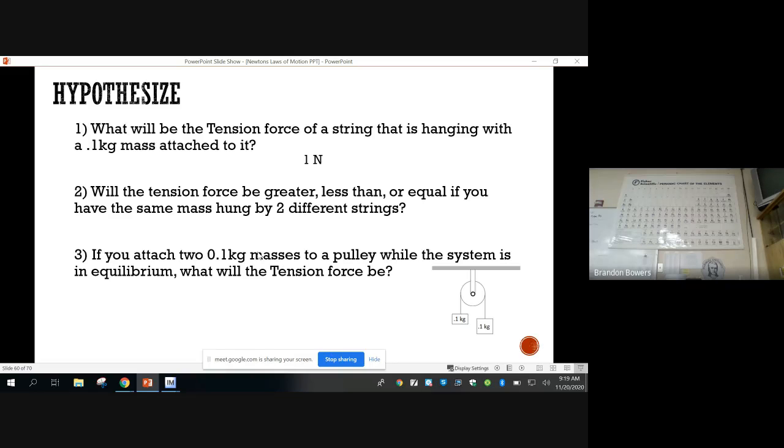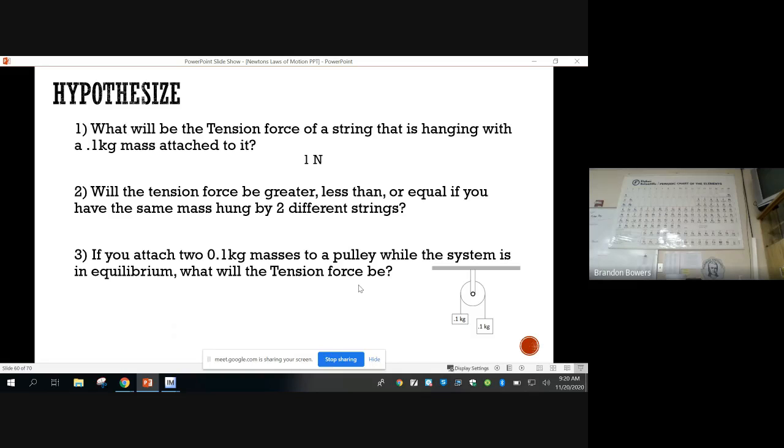If you attach 2 one-kilogram masses to a pulley while the system is in equilibrium, what will the tension force be? Both of them are pulling down. They're the same mass, so all you have to do is look at the tension of one side. It's going to be 1 Newton again. There's 2 newtons total, yes. However, this tension is 1 Newton. This is 1 Newton.